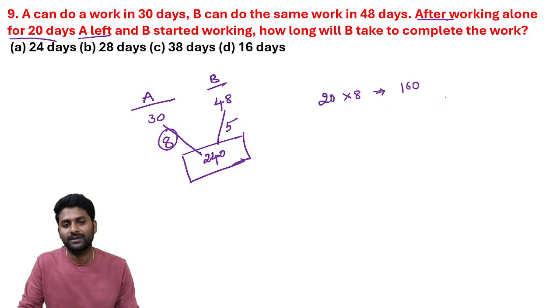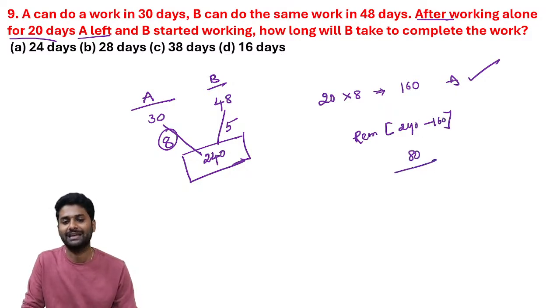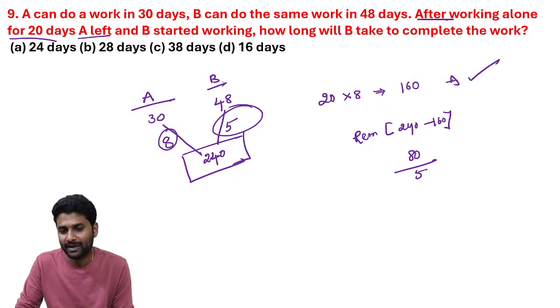So out of 240, A completed 160 units. How many units are remaining? Here 240 minus 160. 80 units are left and these 80 units are completed by B itself. And as you know, B's efficiency is 5 units per day. For 80 units, it takes only 16 days.